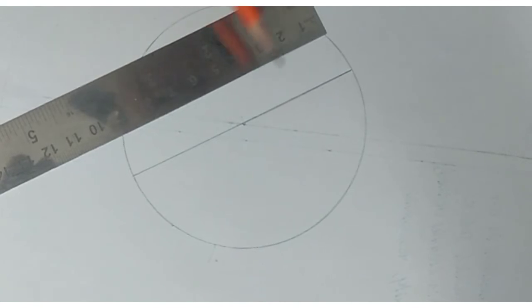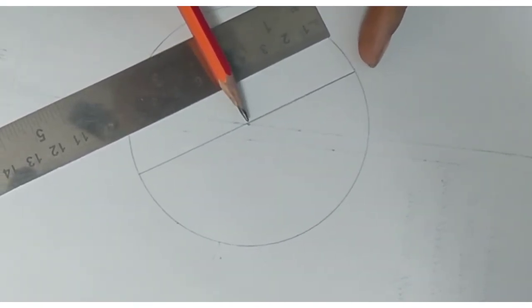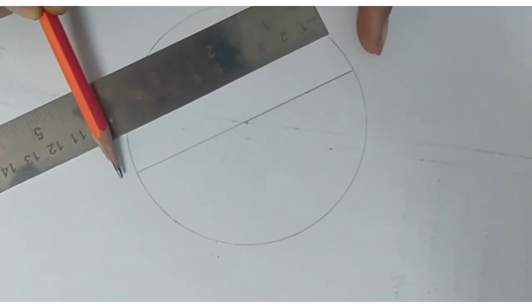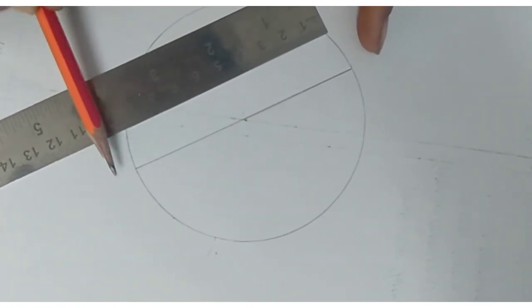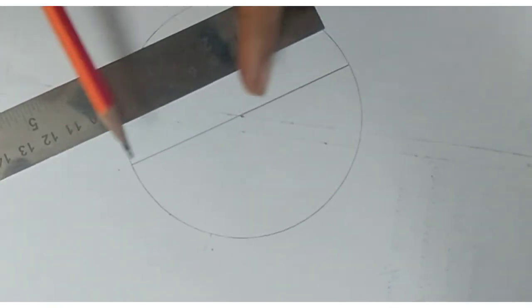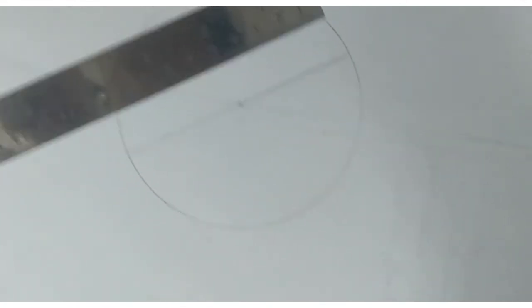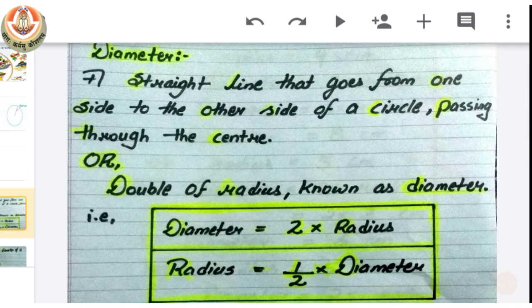Now you can see here that this much is the radius of the circle, whereas its double is the diameter of the circle. So we can say that diameter is the double of the radius of the circle. You have seen what diameter is. This is a new thing which we are learning in today's class. So let's see the definition for diameter.